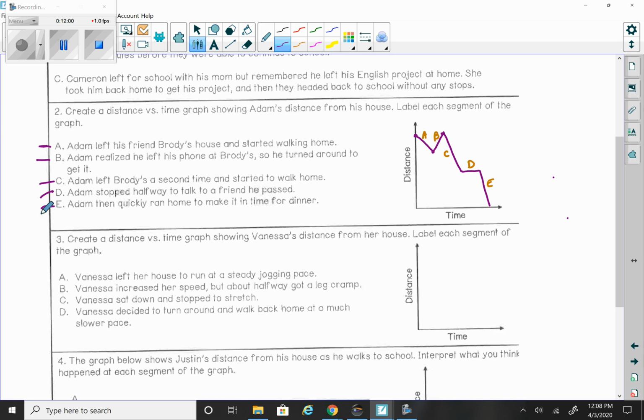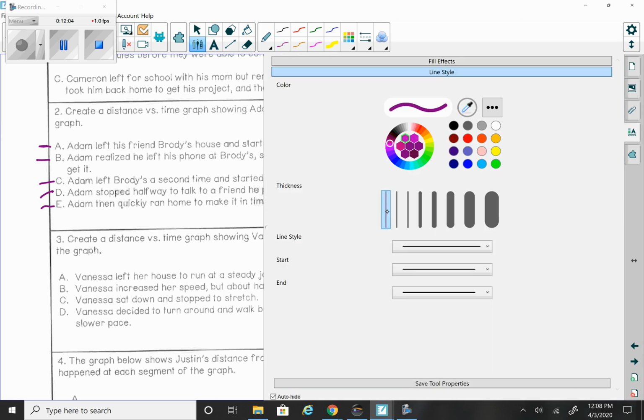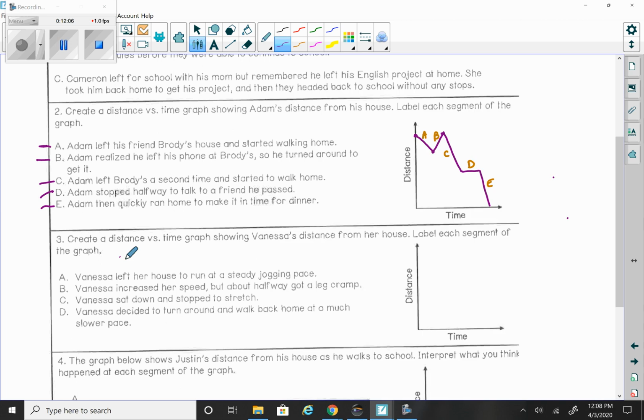You can even see here that we're kind of dividing up our graph. Maybe I'll make this a little skinnier. Sorry. This section between here, this is my A part when he was walking home. This is my B section, right, where he's walking back to his friend's house to get his phone. This is when he walks halfway. He stops to talk to his friend, and then that last part he's running home, and that's why that line is a little bit steeper.